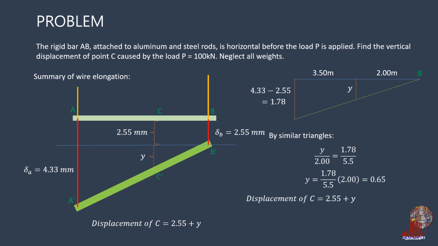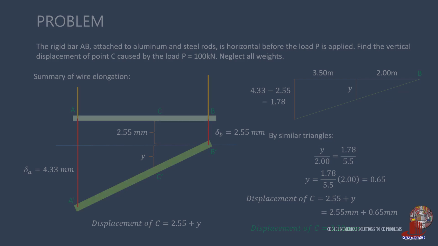Thus, the displacement of C can be solved as 2.55 plus 0.65 millimeters. That is 3.2 millimeters.